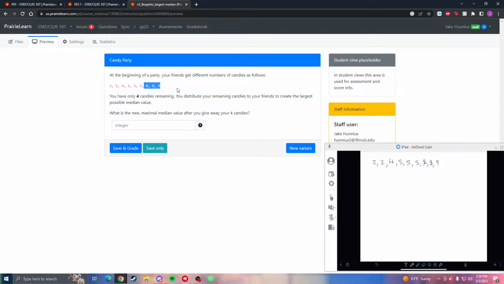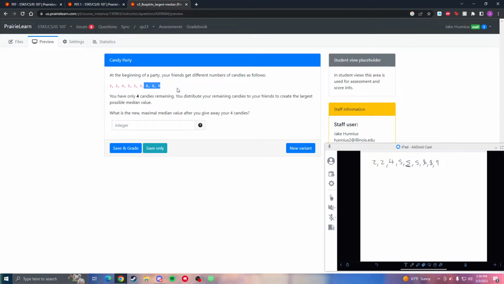We have 4 candies remaining, and we want to create the highest possible median value. So we want to keep this number in the center as high as possible. But the issue is when you increase the number in the center, if it grows greater than the number to the right, then it goes to the right of the number to the right.